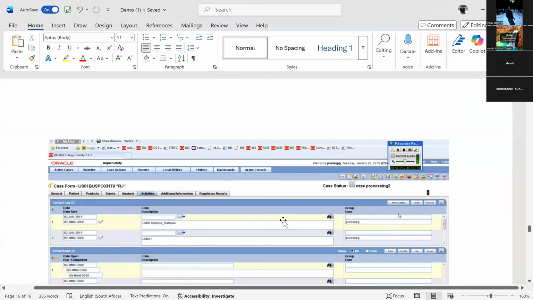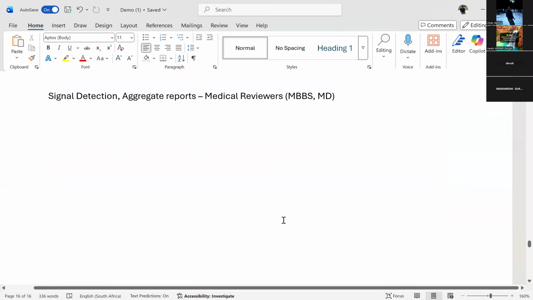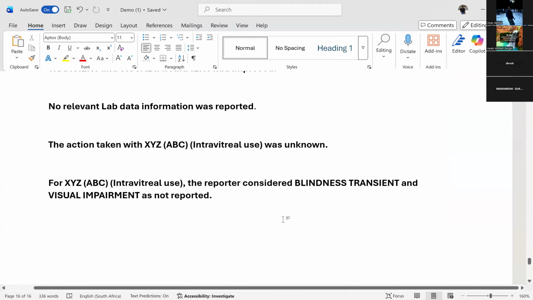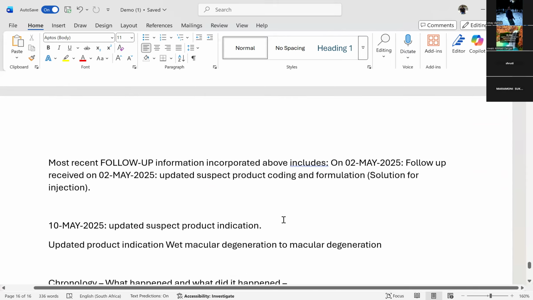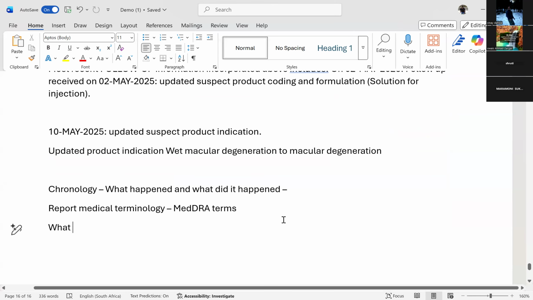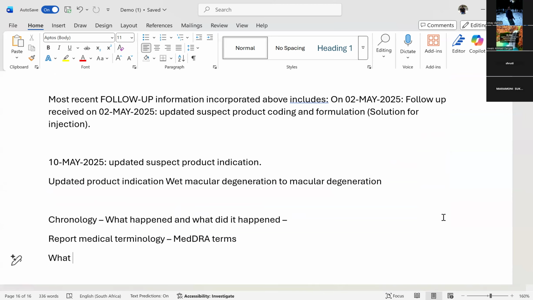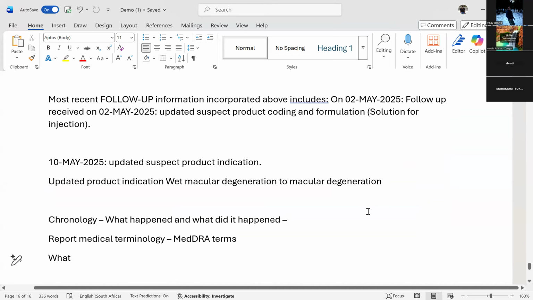So this is how we write a narrative and we submit reports. There is a functionality within the safety databases, not only Argus, within LSMV and Veeva as well. There's a functionality where we can evaluate the case before submitting that all the information is correct.